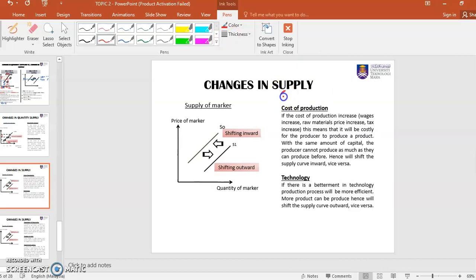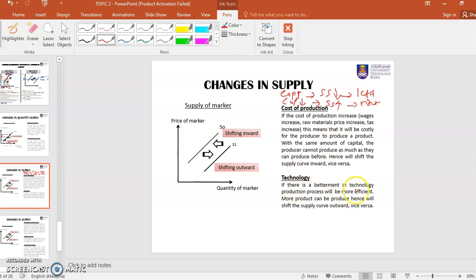So when cost of production increases, supply of good will decrease. You as a seller, you will supply only a little. So when supply decreases, the supply curve shifts to the left from S1 to S0. Okay, and the opposite, when cost of production decreases, cost keeps decreasing, so you will supply more, right? So supply of good will increase, and the supply curve shifts to the right.